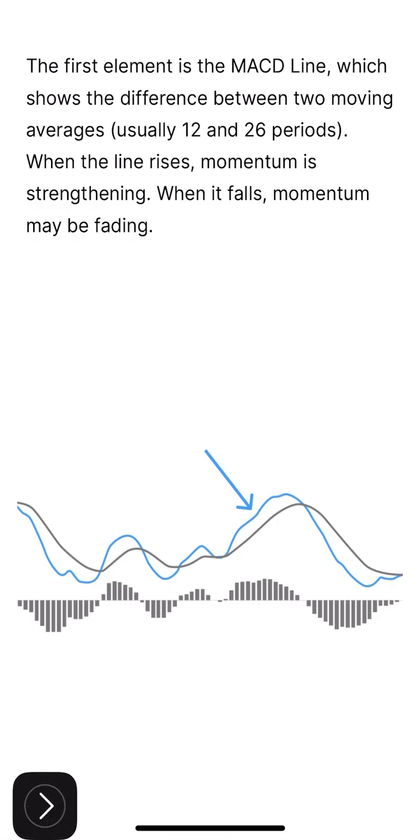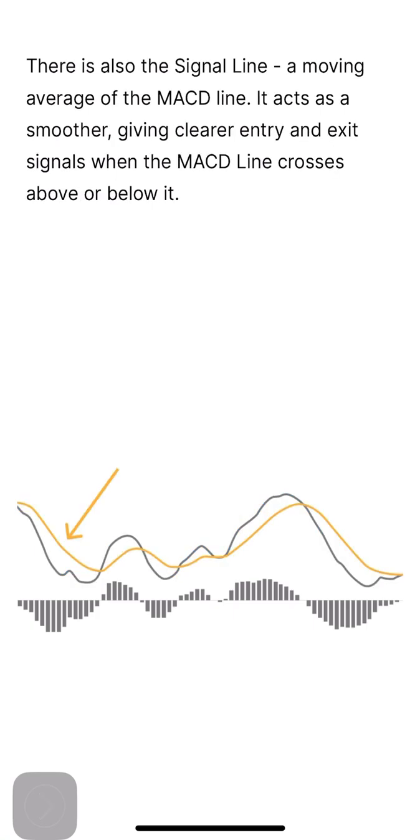The first element is the MACD line, which shows the difference between two moving averages, usually 12 and 26 periods. When the line rises, momentum is strengthening. When it falls, momentum may be fading. There is also the signal line, a moving average of the MACD line. It acts as a smoother, giving clearer entry and exit signals when the MACD line crosses above or below it.